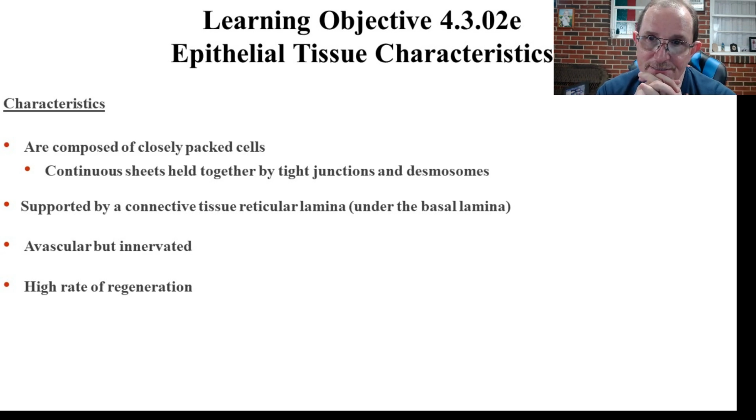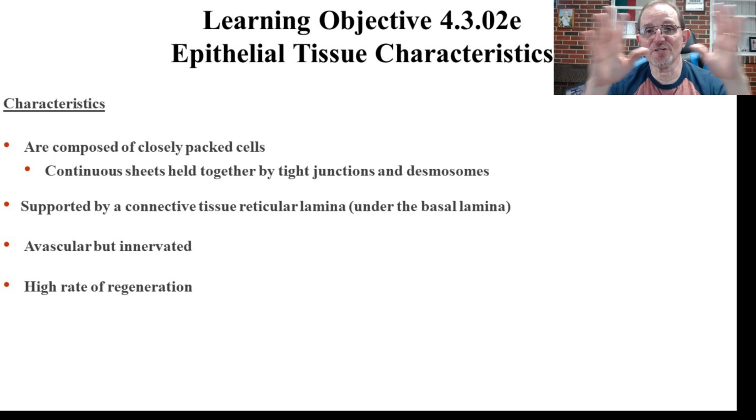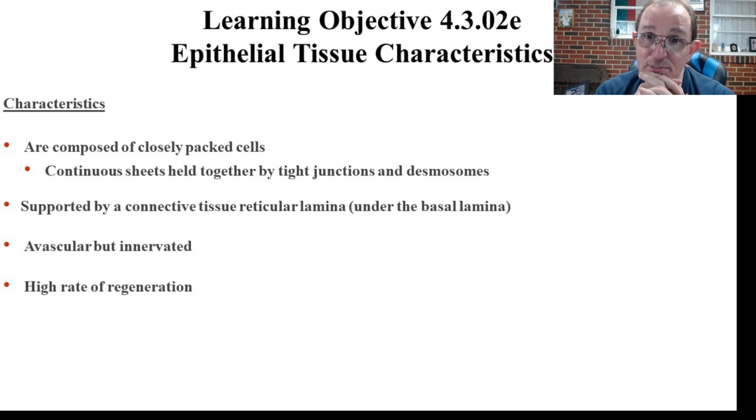Now here's some other things. They are avascular, but they got nerves. So your epithelial tissue has innervation so we can feel things like temperature and pain and pressure, but they don't have a blood supply. Where do they get their oxygen and their glucose to stay alive? It actually diffuses up from the connective tissue. The blood vessels are in the connective tissue, and that's where this is going to be coming from.